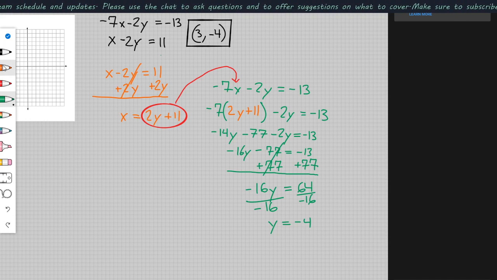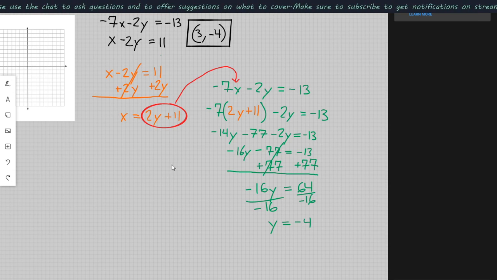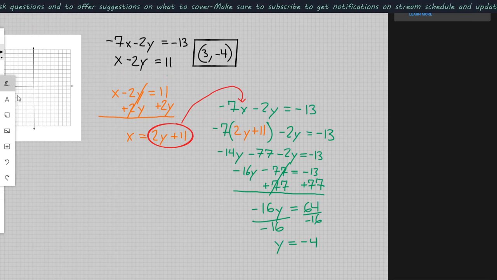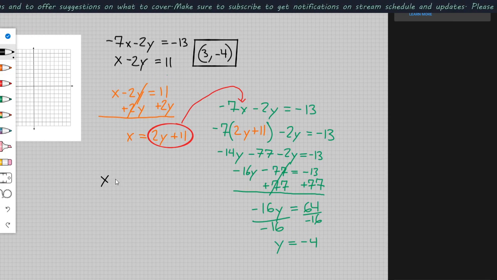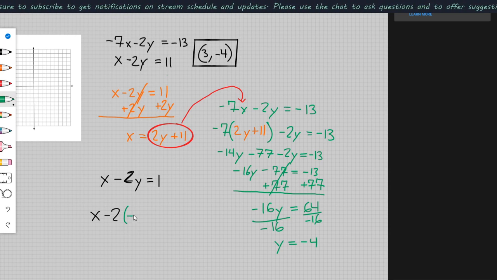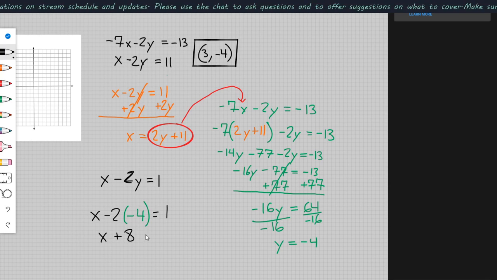I'm going to write it right here. So I'm now going to do x minus 2y equals 11. So anytime I see a y, I'm going to plug in negative 4. So I get x minus 2 times negative 4. Negative 2 times negative 4 is positive 8, equals 1.